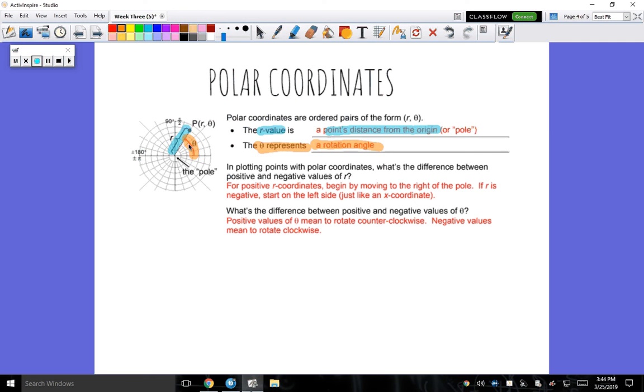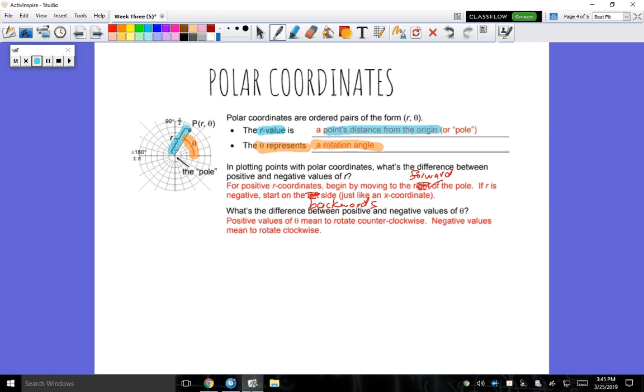So in plotting points with polar coordinates, what's the difference between positive and negative values of r? For positive r coordinates, begin by moving to the right of the pole. To me, I like to say not moving to the right, but moving forward from the pole. You know what I mean? Walk forward out of the pole. And instead of moving to the left, walk backwards. That's what I like better.